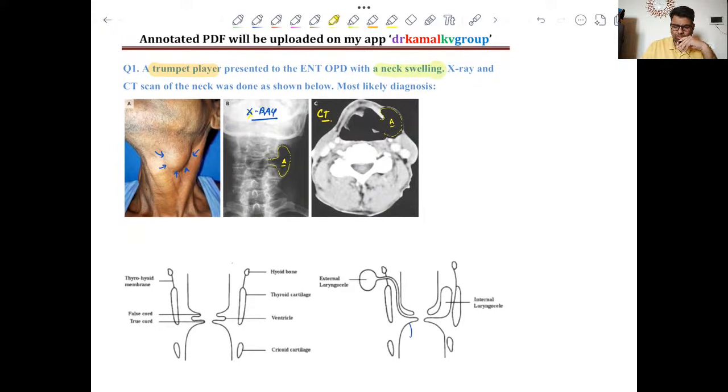Clear? Now, to understand, Shanvas bhai, absolutely right. This is laryngocele. Okay, and whenever we use the word cele, cele actually means cavity. Clear? So here there is a cavity which has formed within the larynx.